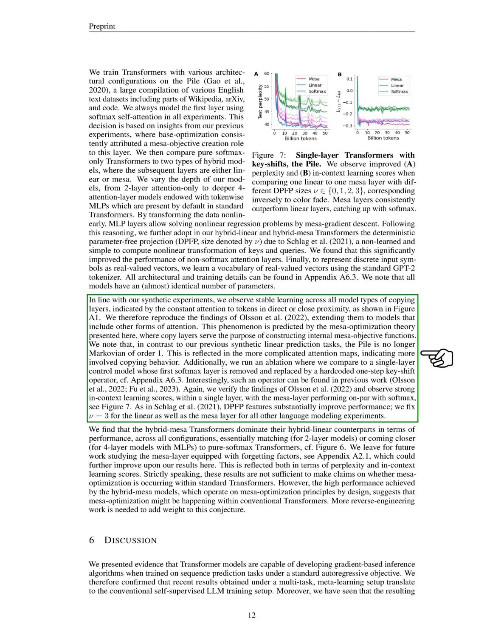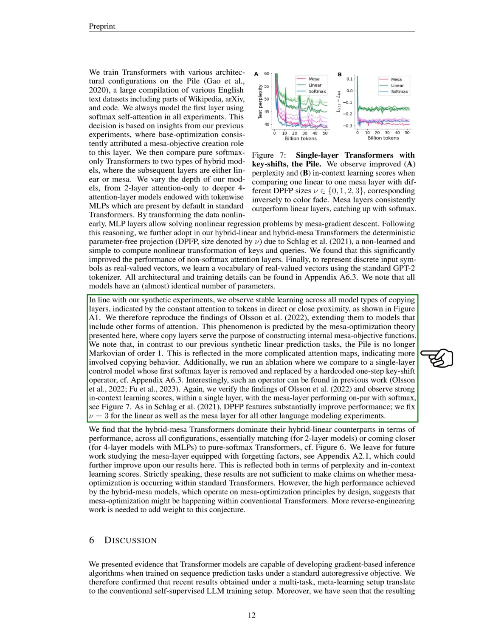We also run a comparison where we compare to a single-layer control model whose first softmax layer is removed and replaced by a hard-coded one-step key shift operator. Interestingly, such an operator can be found in previous work. Again, we verify the findings of strong in-context learning scores within a single layer, with the mesa layer performing on par with softmax. As in previous experiments, deterministic parameter-free projection features substantially improve performance. We fix the size of this feature to 3 for the linear as well as the mesa layer for all other language modeling experiments.